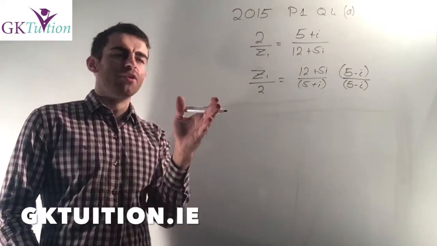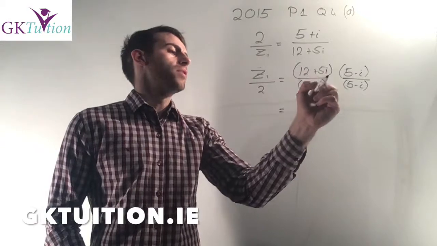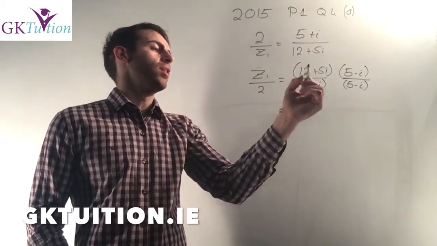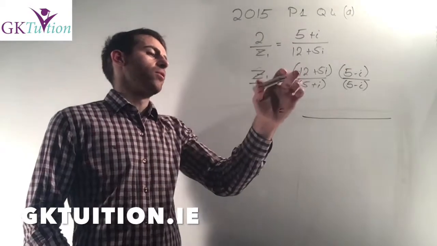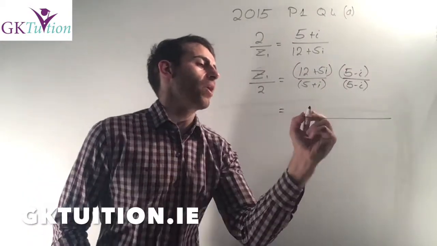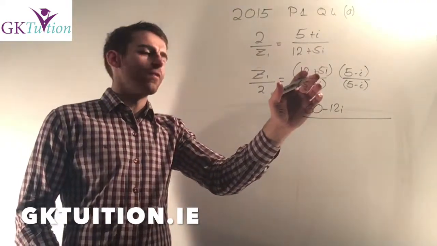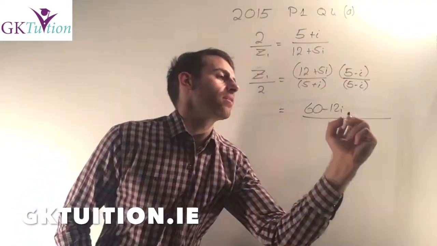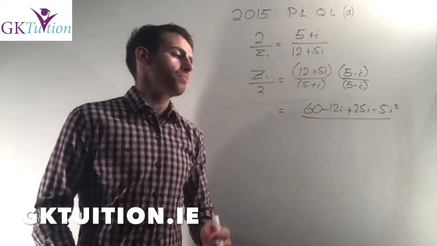So again, let's just ignore the left-hand side for the moment, because we're only dealing with the right-hand side. On the top line, I've got double brackets: (12 plus 5i) by (5 minus i). So if I multiply that out, the first thing in the first bracket by the second bracket is 60 minus 12i. The second thing in the first bracket by the second bracket is plus 25i minus 5i squared.